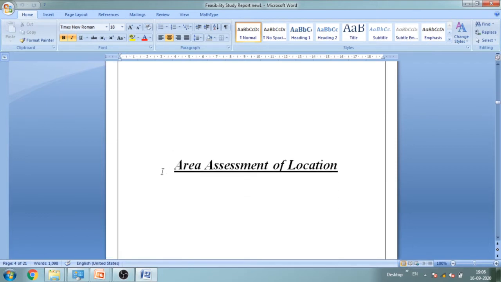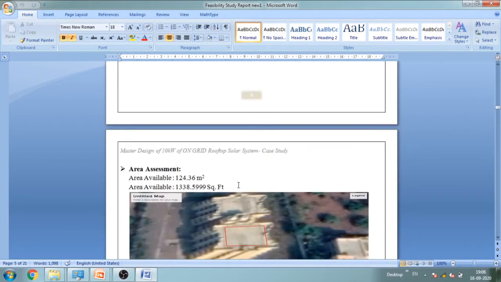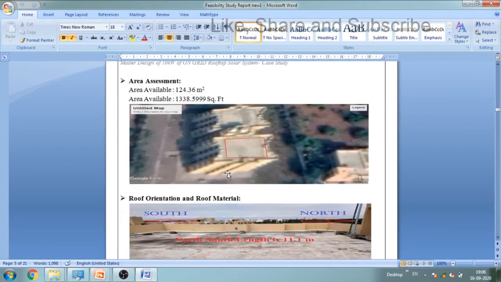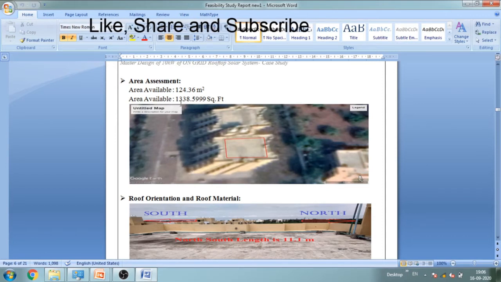The second and foremost important parameter that we need to mention is the area assessment of a location. For the location where we are installing the solar system, that area needs to be assessed. With the help of Google Earth software, before visiting the site, we have measured the area of the rooftop here. The area available is 124.36 meters square. In square feet it is 1338.59 square feet. This line diagram we need to mention in the feasibility study report.